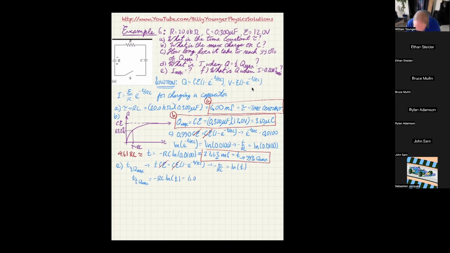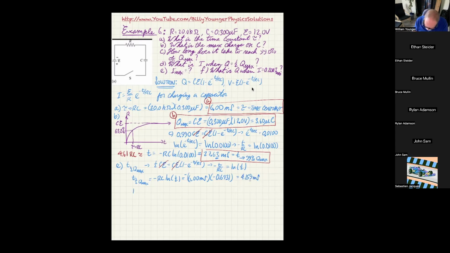So the RC is 6.00 milliseconds. I've got a negative out in front of that. You probably already know that the ln of 1/2 is negative 0.6931, just like the natural log of 2 is 0.6931. So those two negatives multiplying give you a positive. And this gives me 4.159 milliseconds, which in this case is about 69% of the time constant. That includes one extra sig fig here.